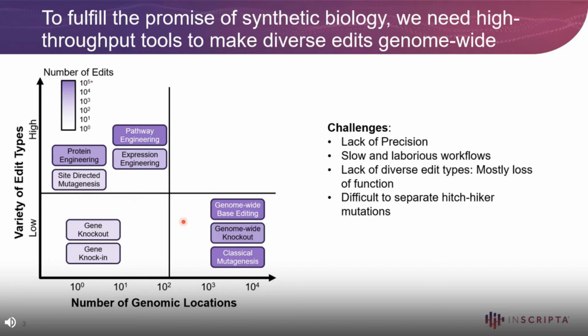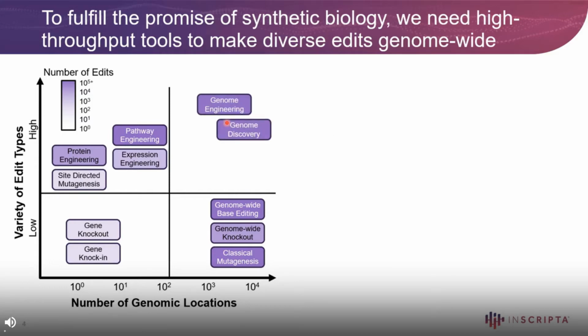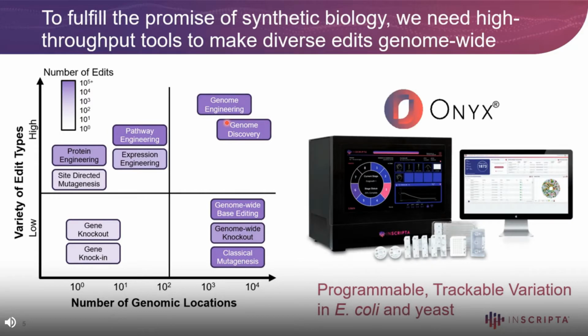Another problem is when you look at all these different technologies that are out there, you either have to sacrifice the number of genomic locations that you can target or the variety of edit types that you can introduce at those genomic locations. And what you really want to do in order to do true genome engineering or genome discovery is get up here into this quadrant where you're able to introduce a lot of variety of edit types at many different genomic locations. So towards that end, I'd like to introduce you to Inscripta's Onyx platform, which allows for programmable and trackable variation to be introduced into a genome, and currently we support E. coli and yeast.